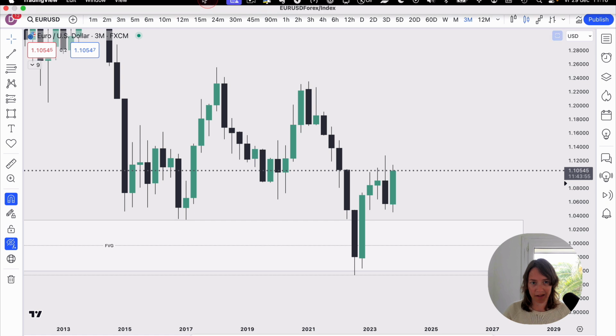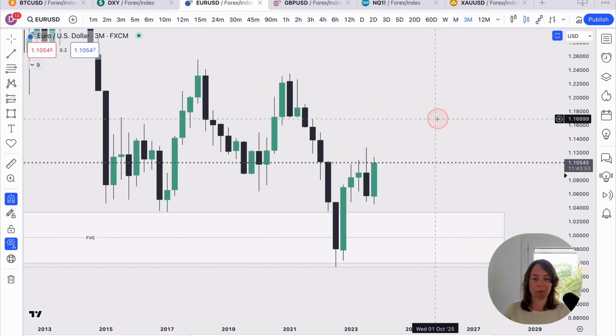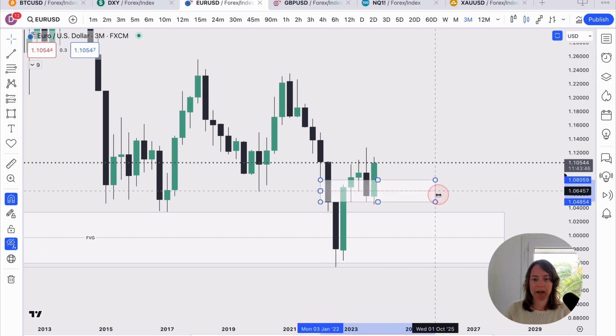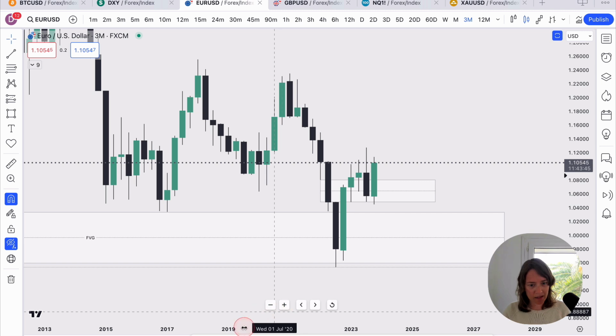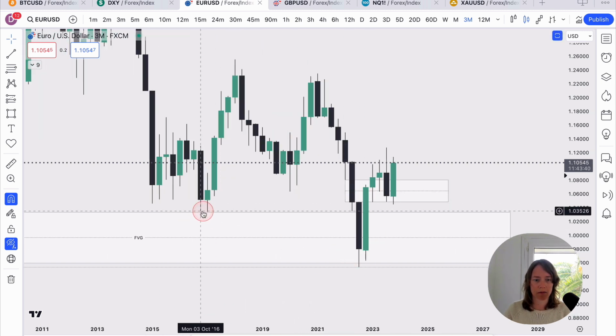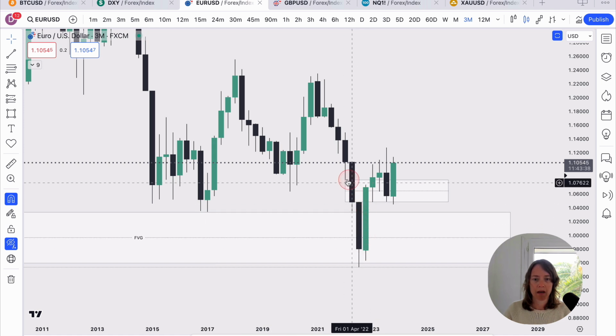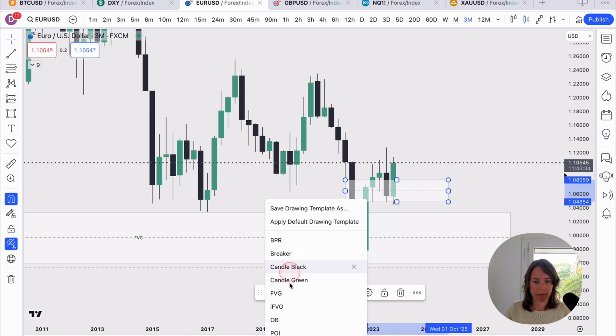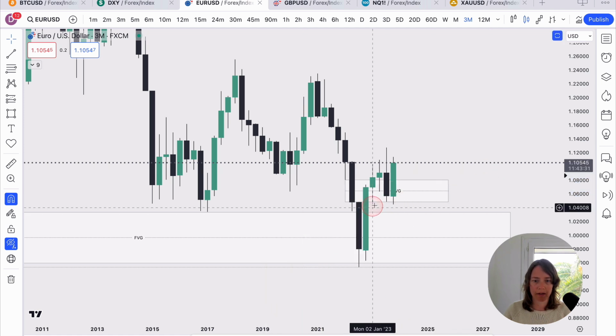So we still need to see how the euro US dollar will be, more like a digital currency, and will this be the same? I have no clue. But let's just look at the charts. We tapped into a fair value gap, which was also a really nice liquidity grab below here. And then we started violating this 3-month fair value gap. So we violated that by trading through.